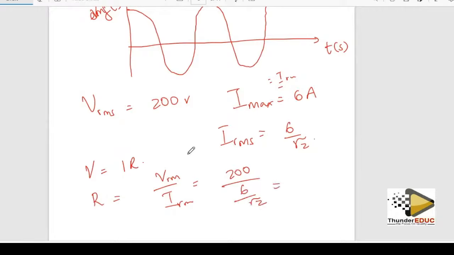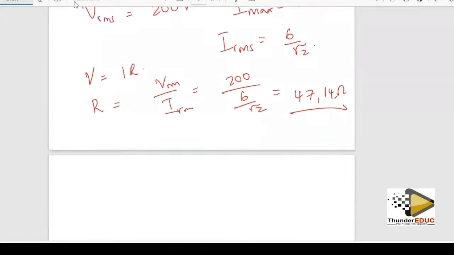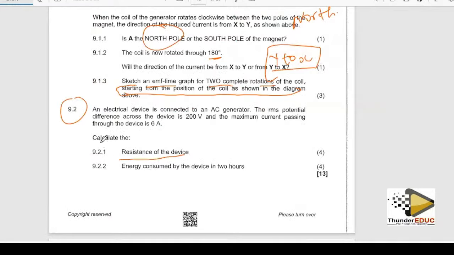When I punch this into my calculator, 200, not 2000, over 6, and that's the root 2, I'm getting 47.14 ohms. Okay, that is 9.2.1.